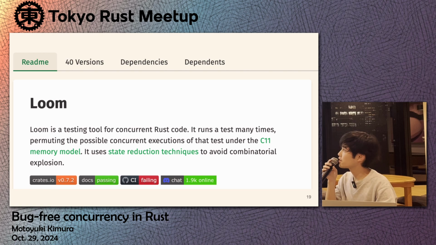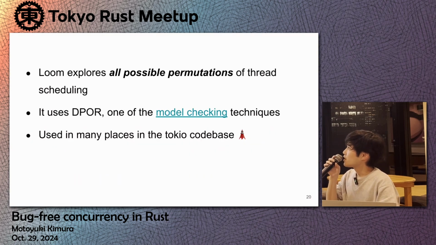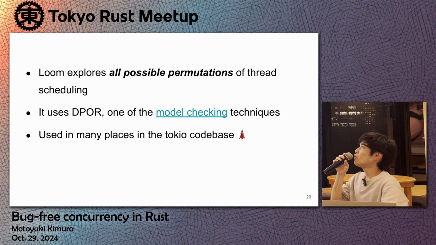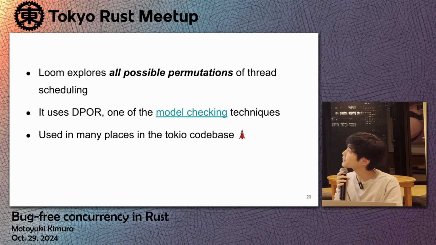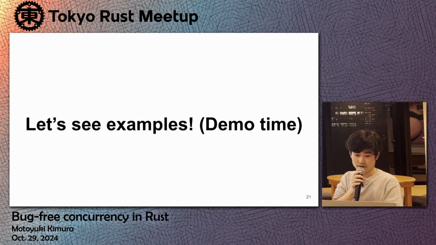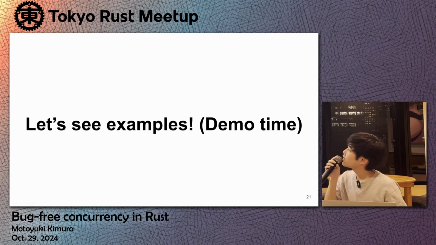Well, there are many important keywords here. But in summary, like I said, Loom explores all possible permutations of thread scheduling. More specifically, behind the scenes, it uses DPOR, which means dynamic partial order reduction, and this is a model checking technique. And yes, it's used in many places in Tokio. So I think I covered the basic background and history around Loom.